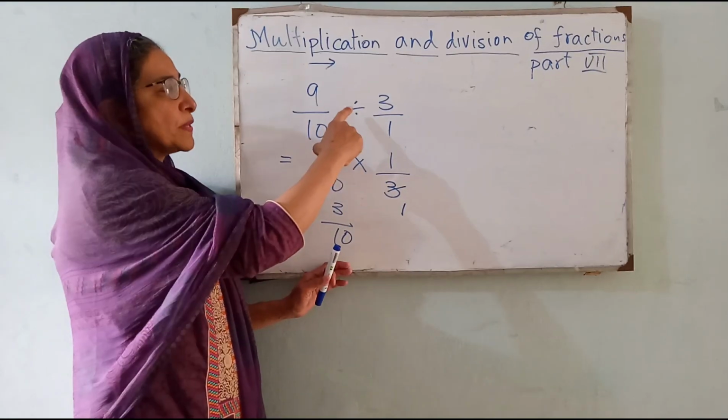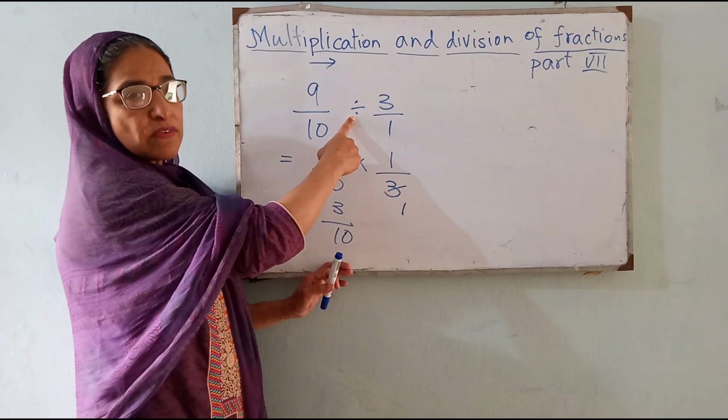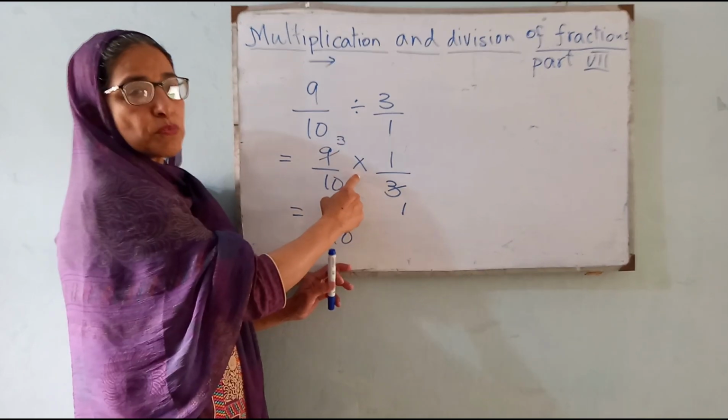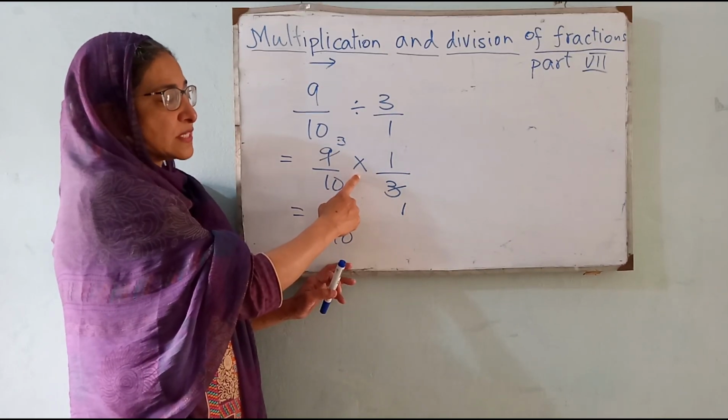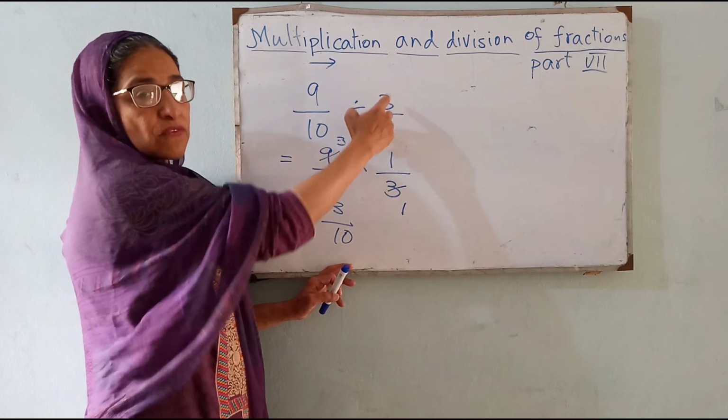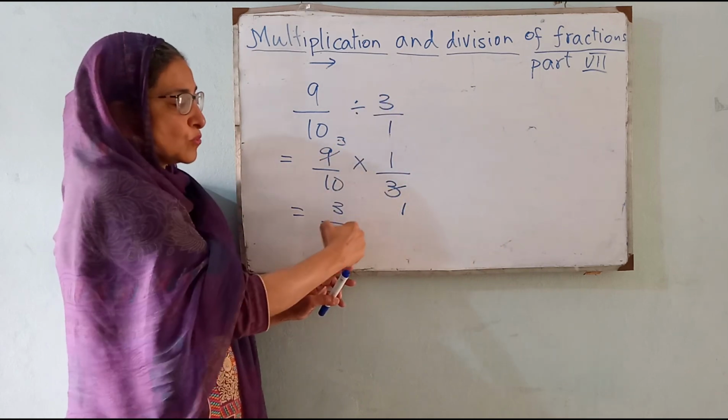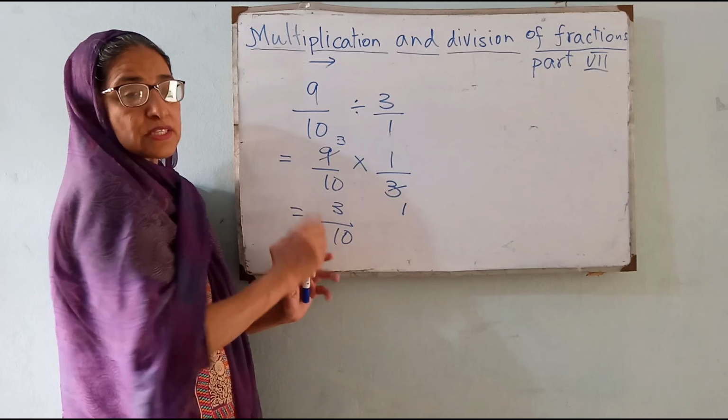And always remember, the main point is that whenever we have division, we have to convert it into multiplication to cancel it, and we have to change the second fraction into its reciprocal to do it. 3 by 10, this is the final answer.